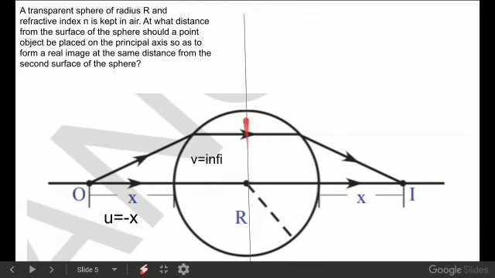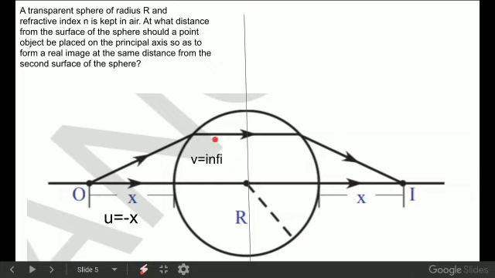Understand? So now I am going to apply the curved surface formula for the light rays when they are entering from air to sphere, only up to this half of the portion, not to the total. I'm going to apply the curved surface formula when the light rays are entering from air to sphere. So your object distance is minus x and image distance is infinite. We have to take that. Why?